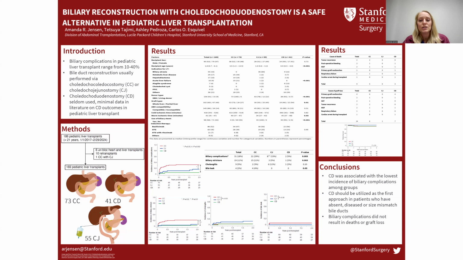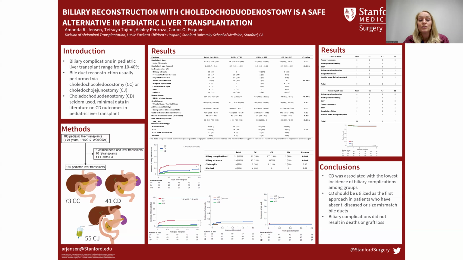Recipient age at the time of transplant was significantly lower for those children who underwent choledochoduodenostomy anastomosis or choledochoduodenostomy anastomosis with a median age of 1 and 0.9 years respectively, compared to 3.5 years in the duct-to-duct group. The most common indication for liver transplantation was biliary atresia, followed by metabolic liver disease, hepatoblastoma, acute liver failure, and Alagille syndrome, among others. There was a significant difference in indications for liver transplantation between groups.